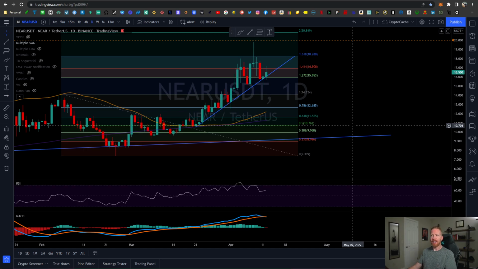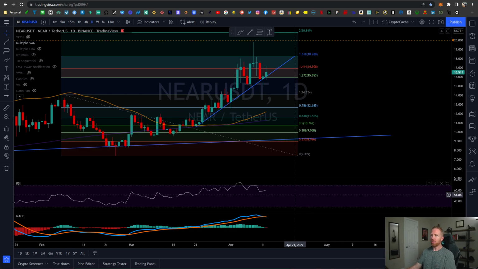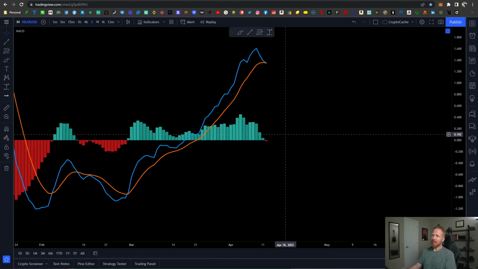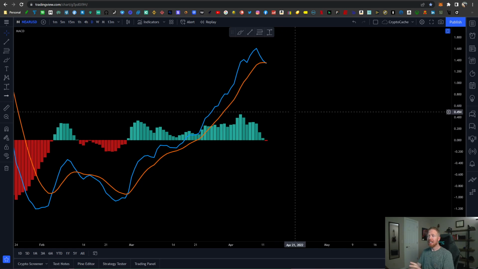Take a look here at Near Protocol. So big picture, let's start with that first of all. We've got a couple of things that we need to acknowledge. Not necessarily the elephant in the room, but the potential momentum has shifted from bullish to bearish according to the MACD, moving average convergence divergence, on the 1 day.